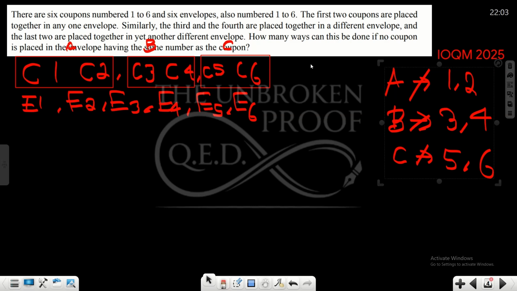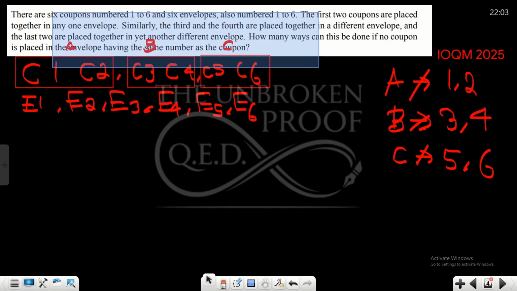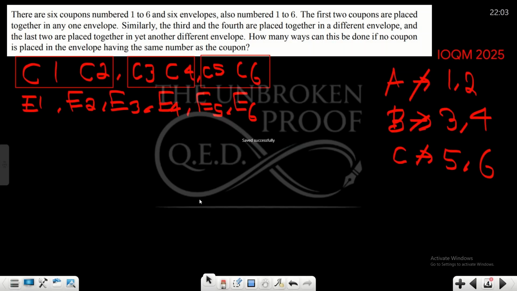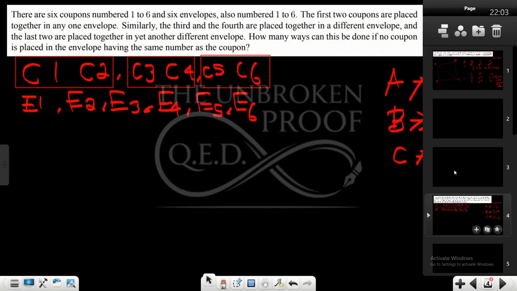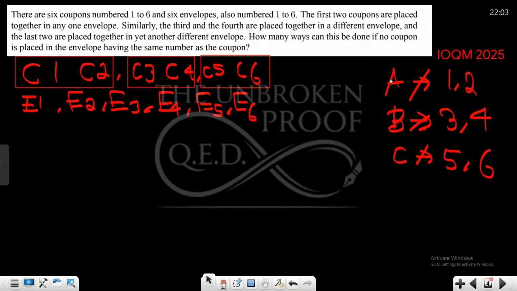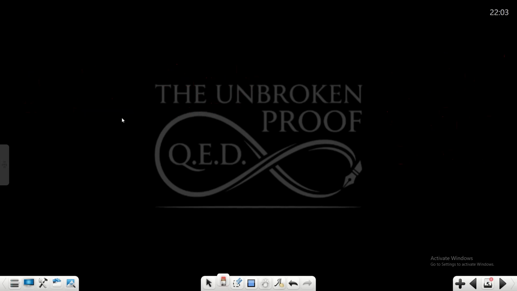Now let us see how we can do this. For this I am going to use a tree diagram. That is the most convenient way for this question. Now let me start with coupon 1, 2, or A. You can either start with B or C, but anyway it's going to be equivalent, so I'm going to start with A.